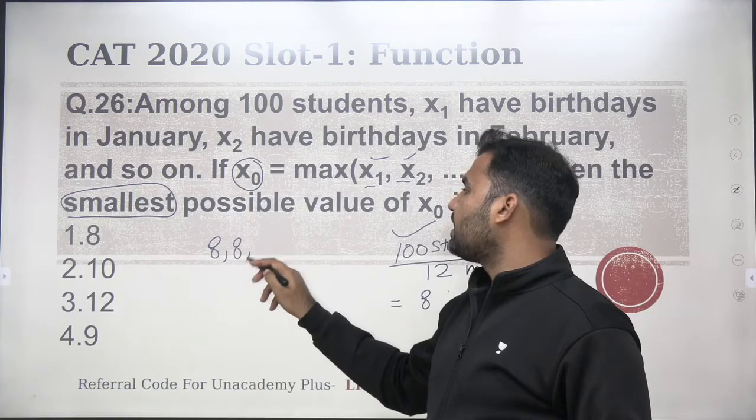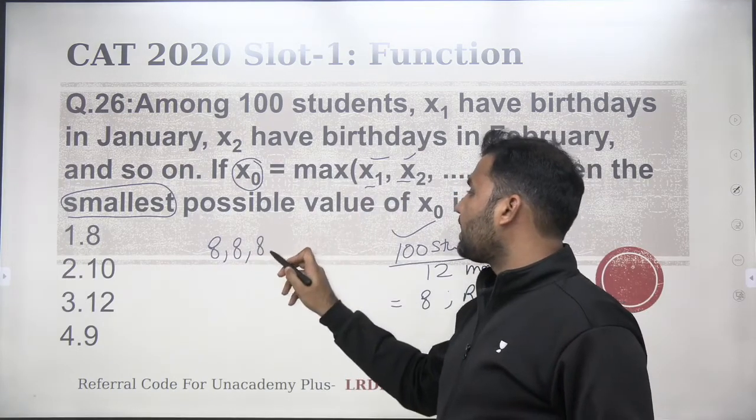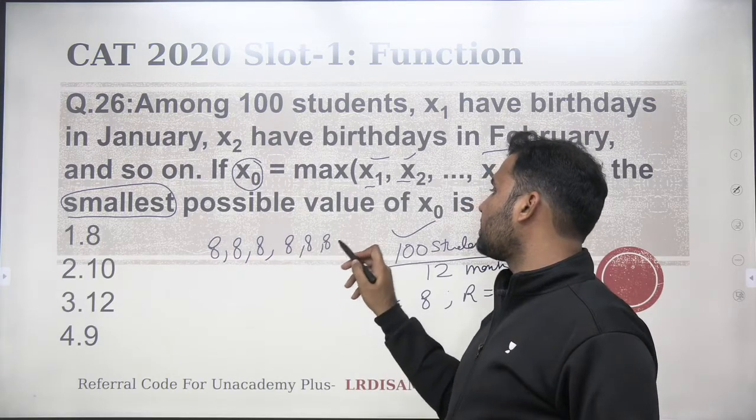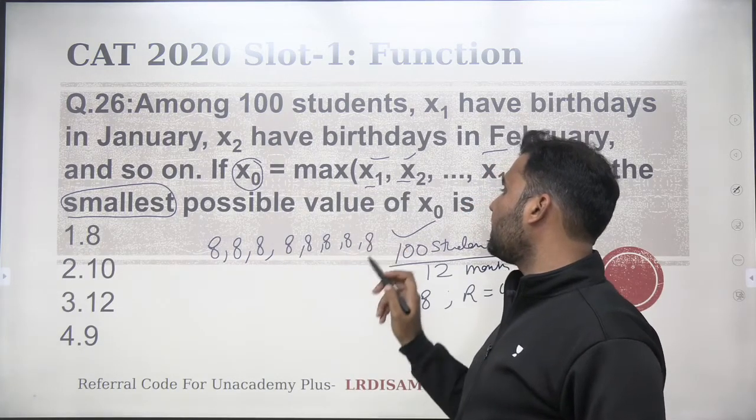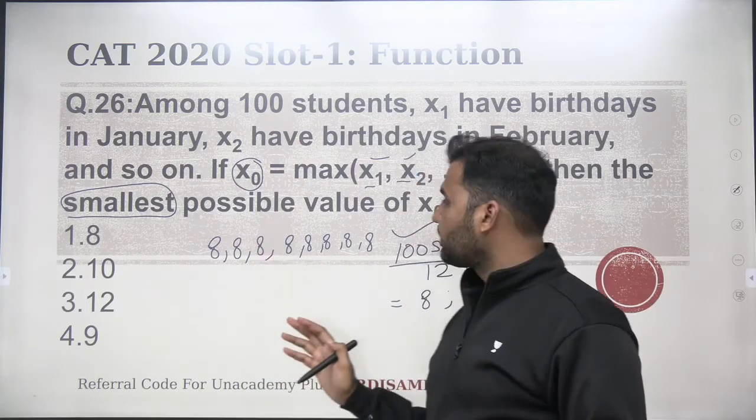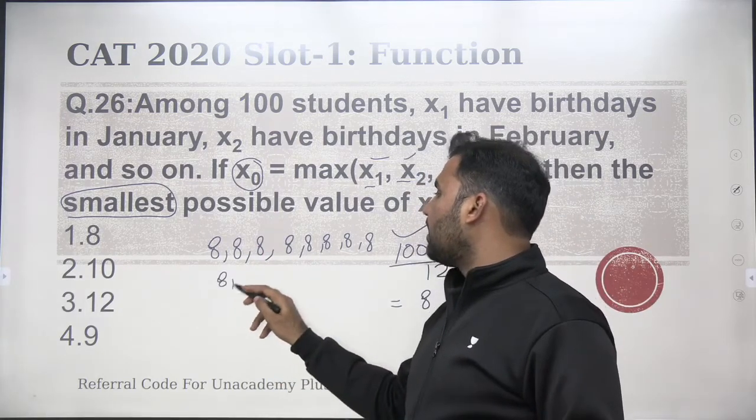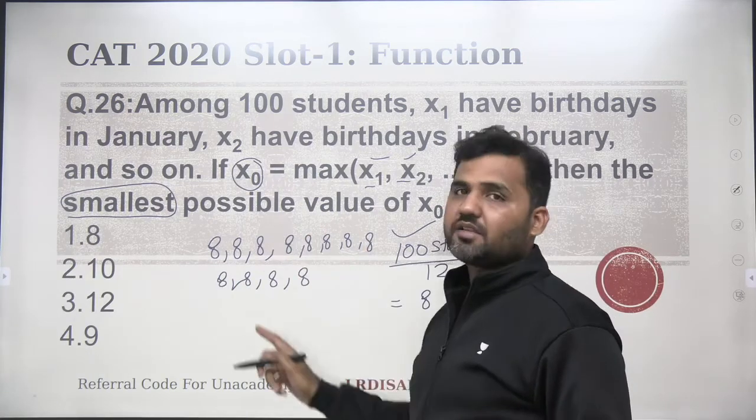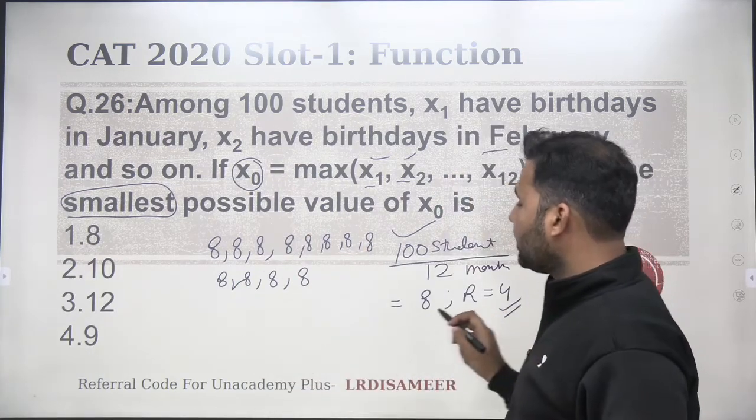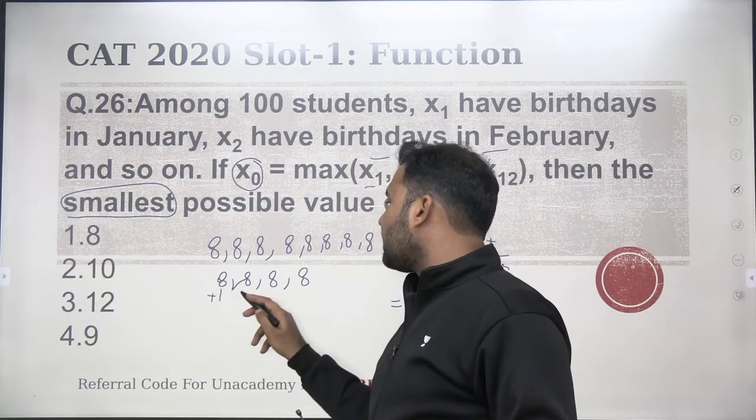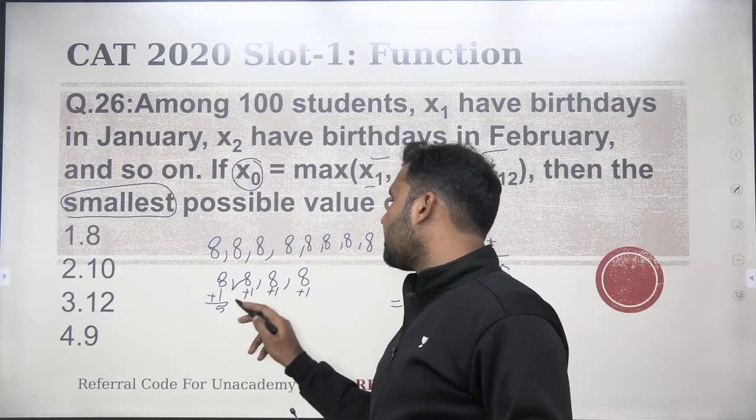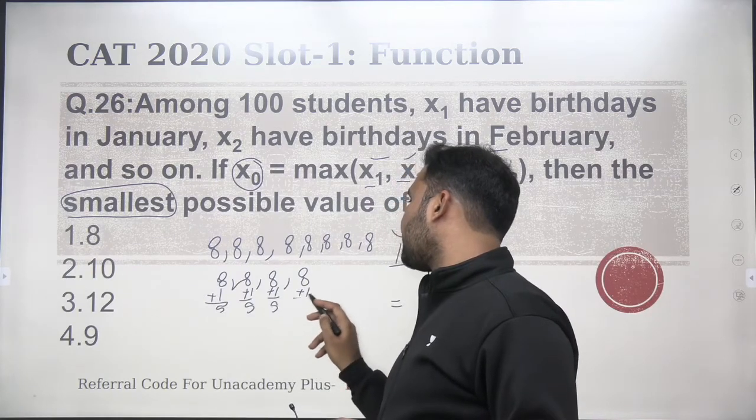I can take 8 as the value for each month. Let's say x1 is 8, x2 is 8, x3 is 8, right? 1, 2, 3, 4, 5, 6, 7, 8, right? So 8 into 8, 64. If I take all 12 values equal to 8, that will be 96. I'm still left with 4. So I need to add these values also, right? So this will become 9, this will become 9, this will become 9, this will become 9.